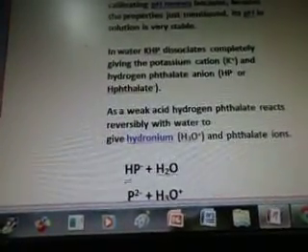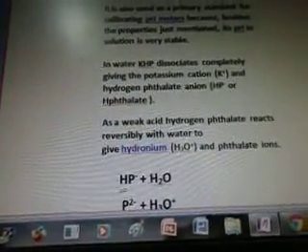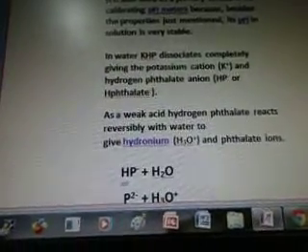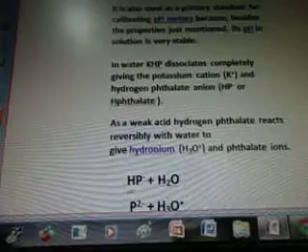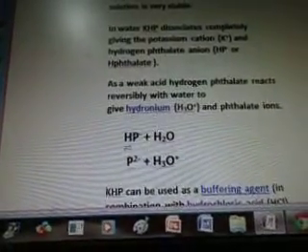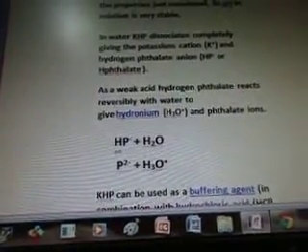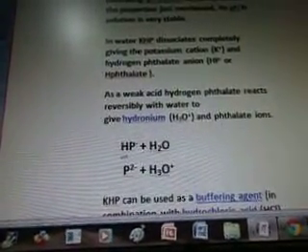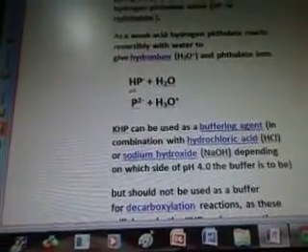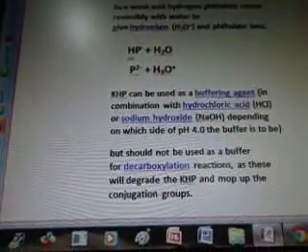In water, KHP dissociates completely, giving the potassium cation K+, and hydrogen phthalate anion HP- or hydrogen phthalate-. As a weak acid, hydrogen phthalate reacts reversibly with water to give hydronium H3O+ and phthalate ions. So it gives you those two ions when you add water to it.